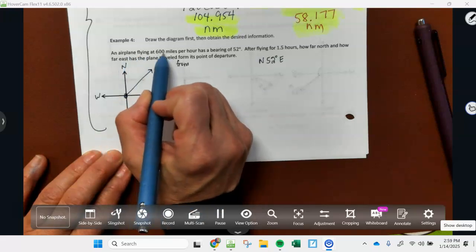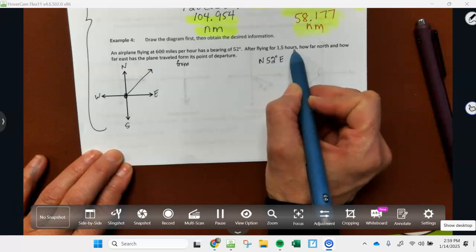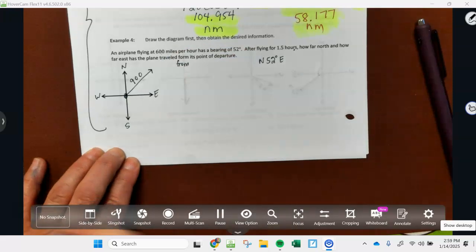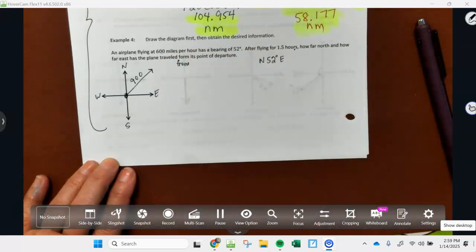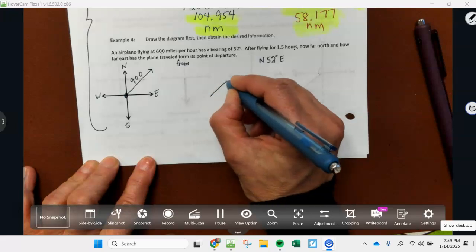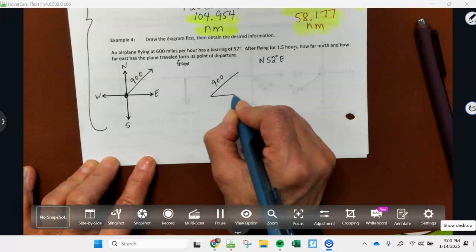and it has been flying at 600 miles per hour. It flew for 1.5 hours, so that means it went 900 miles there. So 600 and then half, yeah, that's 900. So how far north and how far east? So let's analyze what's going on here.